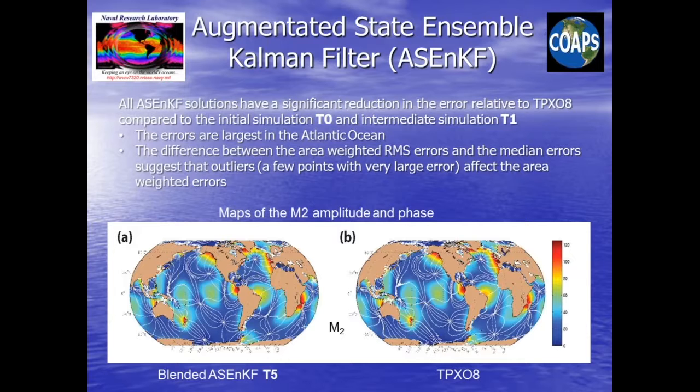This is the corresponding map of amplitude and phase for this extended Kalman filter that we had, and that's actually the data set that we were simulating. That's the TPXO data set. And so, again, by eye, they look very, very close. And so the RMS error for those two is only 2.5 centimeters.